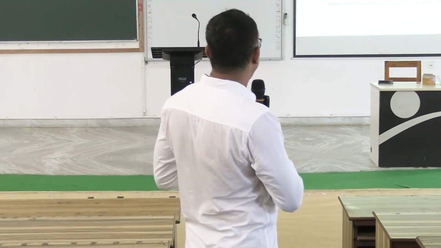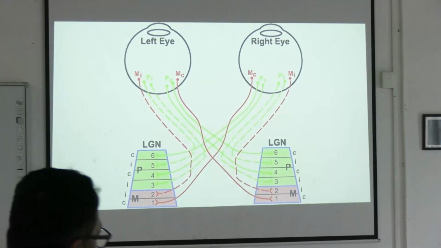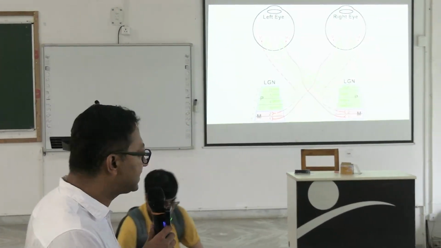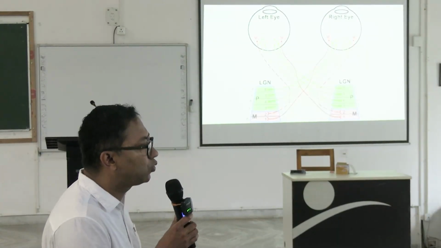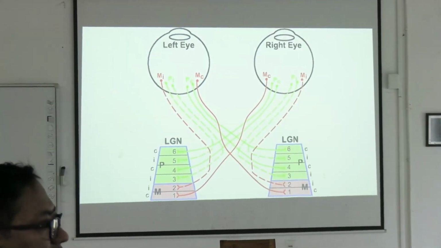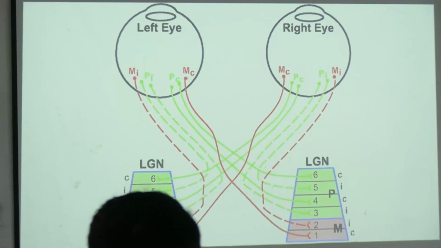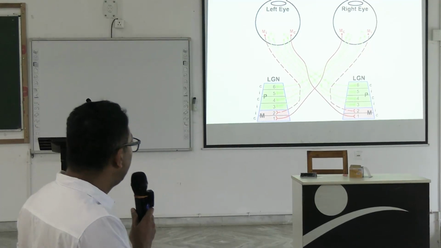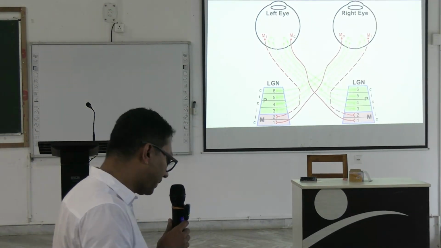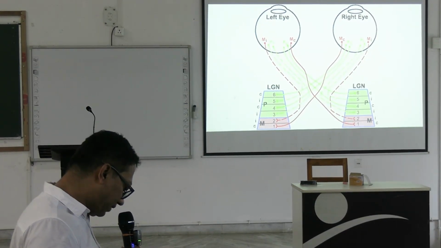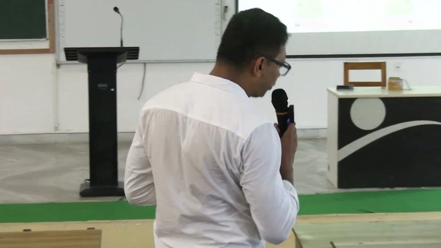Now the visual pathway. Another thing is, in the lateral geniculate nucleus, you have 6 layers: 1, 2, 3, 4, 5, 6. Layers 1 and 2 form the magnocellular pathway, M for motion, and layers 3 to 6 form the parvocellular pathway, which senses color vision. The magnocellular pathway is for sensing motion.